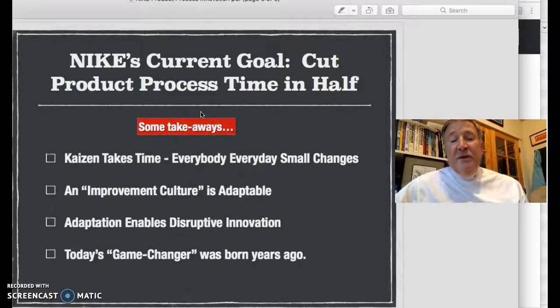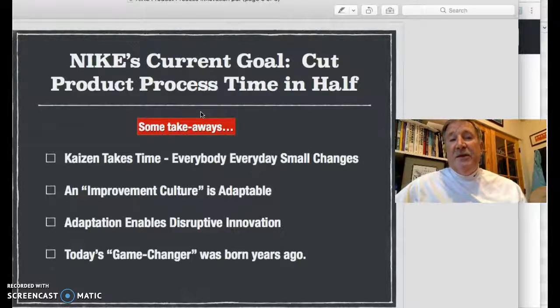Well, some takeaways. Lean is the right thing to do. Kaizen is the method. Everybody every day making small changes, but that takes time. You're not going to go from 18 months to 14 days just by deciding to start a Kaizen or Lean program tomorrow. An improvement culture is an adaptable culture.